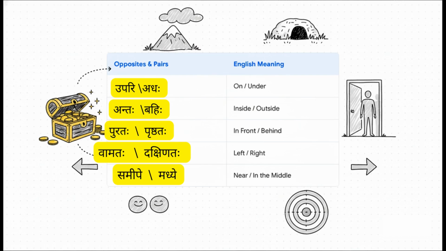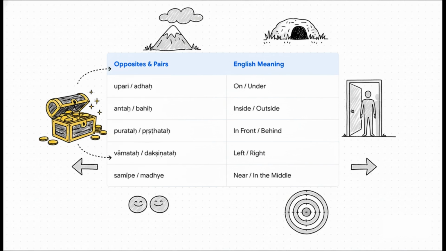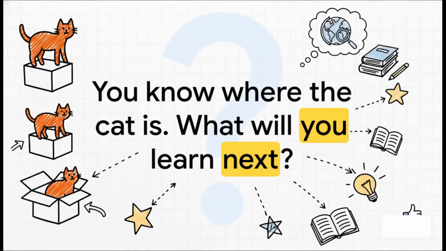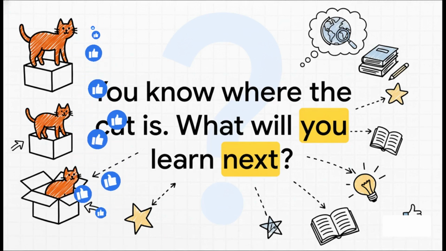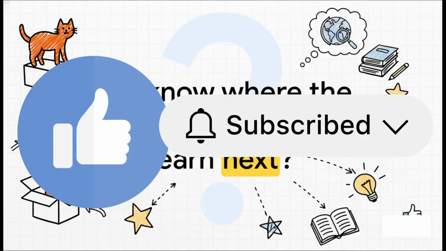Vāmataḥ is left. Dakṣiṇataḥ is right. Samīpe, near, in the same place. And madhye, in the middle. Sounds just like metal. Boom! That's 10 new words in your Sanskrit vocabulary. So now you can confidently answer the question, Biḍālaḥ kutra asti? You can say the cat is on, under, in, or near something. With this brand new toolkit, the real question is, what will you be inspired to describe next? Thanks so much for joining this little explainer and happy learning.